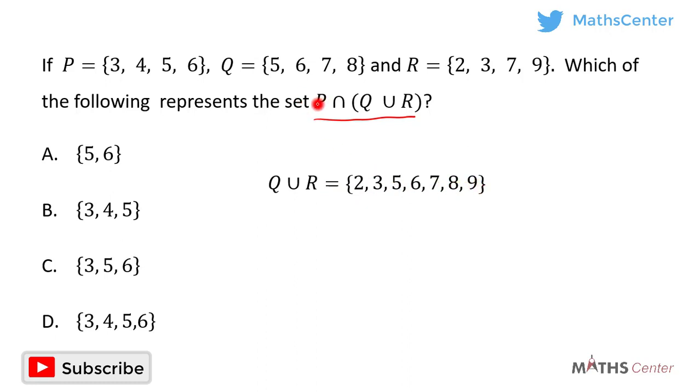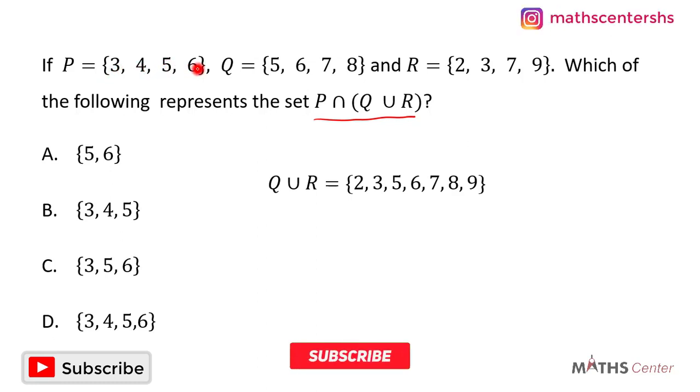We can now find P intersection Q union R. P intersection Q union R will be the members in set P that are also in set Q union R. The members in set P are 3, 4, 5, 6. So we are looking for the members in this set 3, 4, 5, 6 that are also in this set 2, 3, 5, 6, 7, 8, 9.